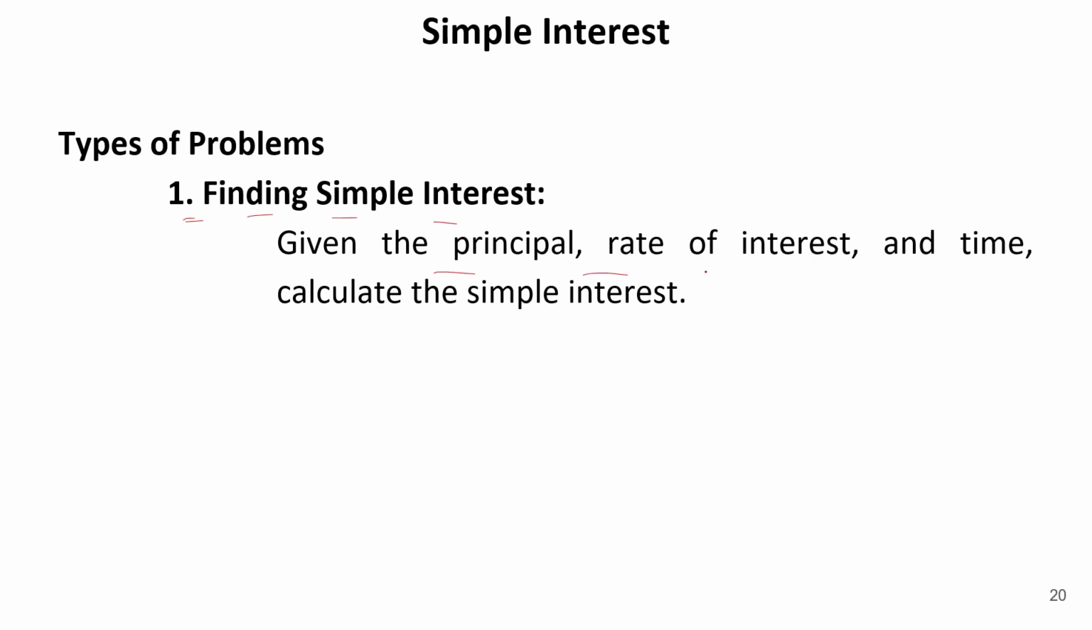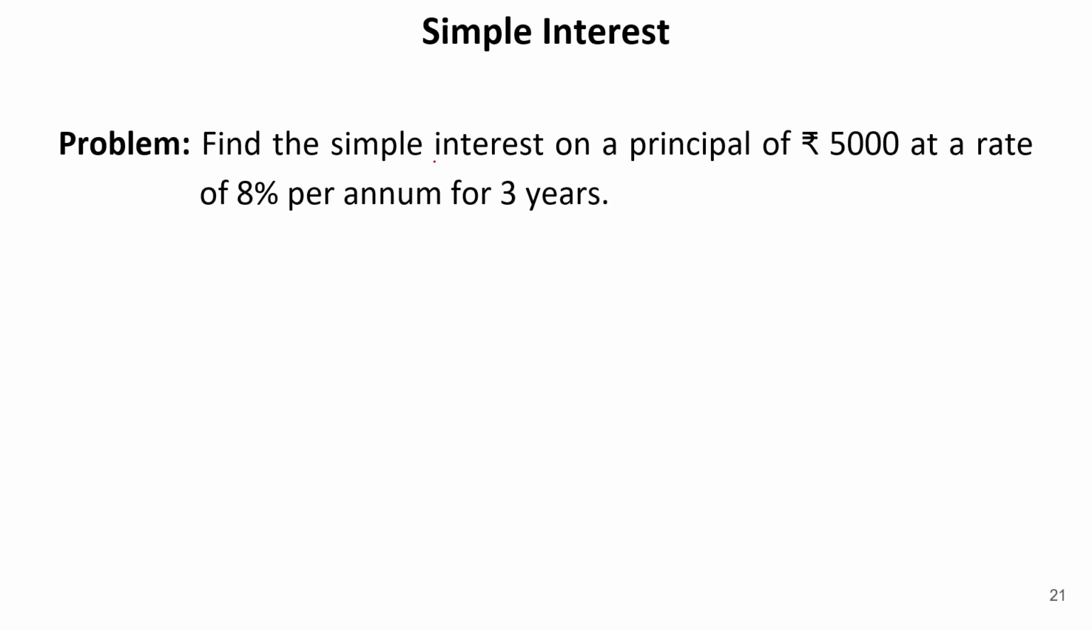Given the principal, rate of interest and time, calculate the simple interest. Find the simple interest on a principal of 5,000 at a rate of 8% per annum for 3 years. Here this is the principal amount, 8% is the rate percentage, the percentage of return per year per annum, and the time period is given as 3 years.